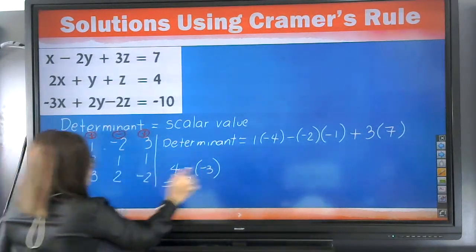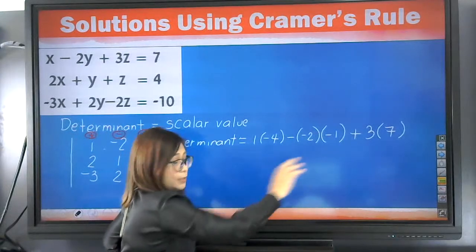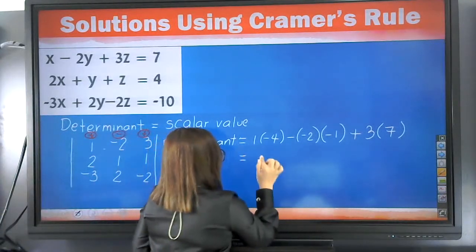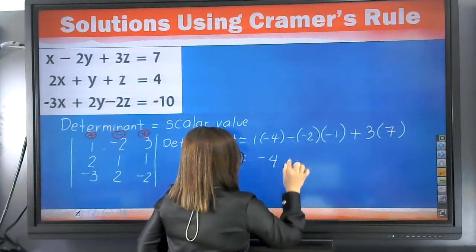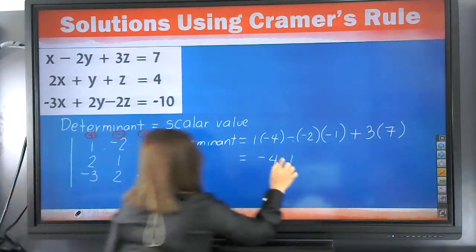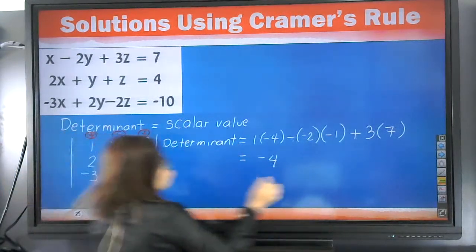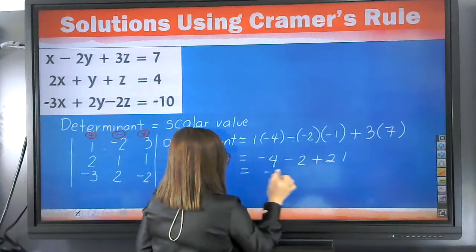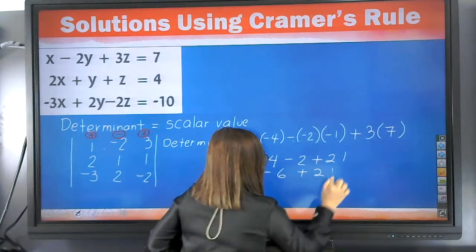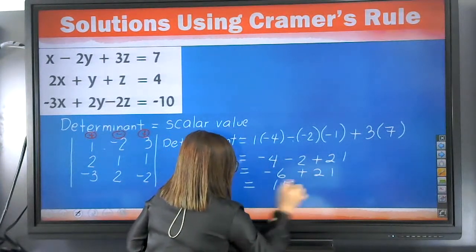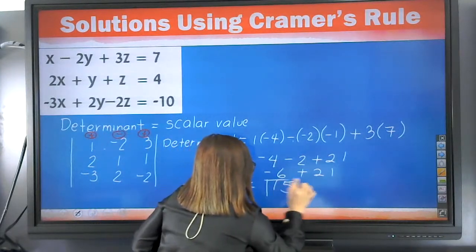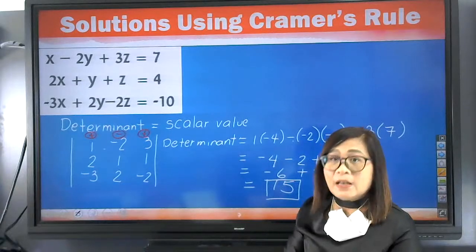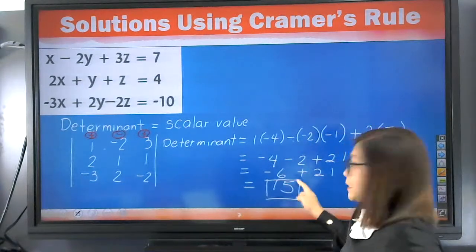Let me erase this so it's clearer. This is for the determinant. If you simplify, the answer would be this. Negative times negative, we have negative 2 times negative 3... negative 6, and this is plus 21. So negative 6 plus 21, the determinant is equal to 15. This is just the determinant. If you are fast, you can do this in a few seconds. So the determinant is only 15.